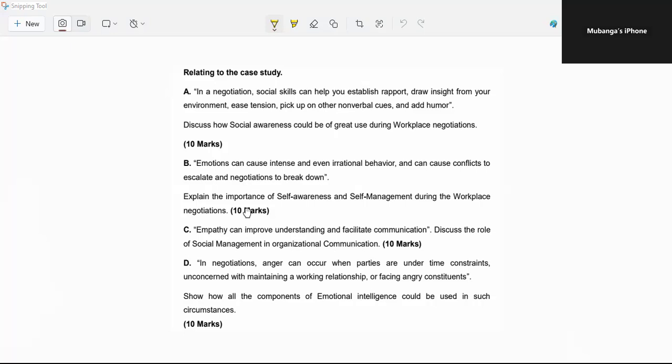The second part is, what is the importance of self-awareness and self-management in the workplace? So self-awareness is simply the ability to understand your own emotions and how they affect others. And self-management is simply what? The ability to control your emotions and impulses in challenging situations. So why does it matter in negotiations?